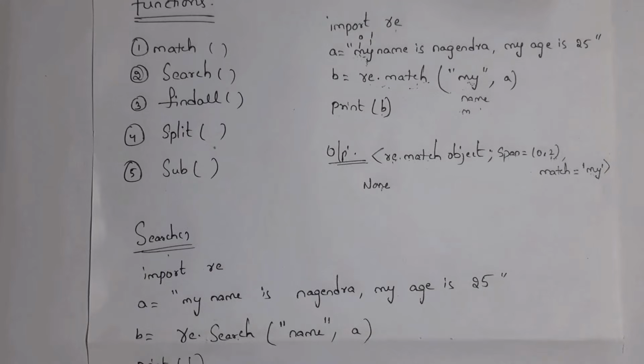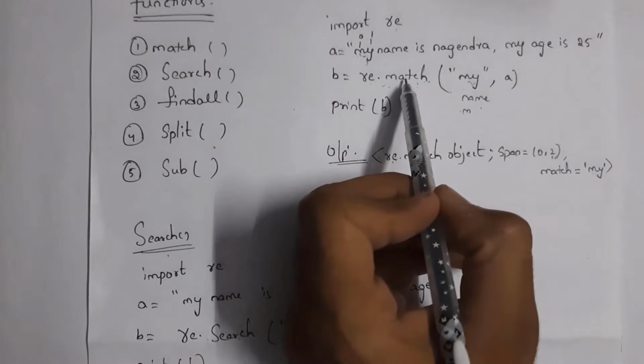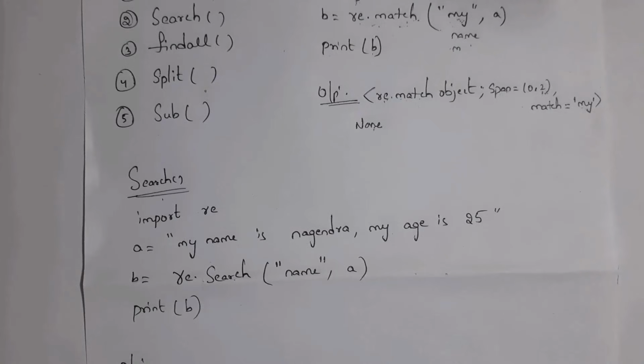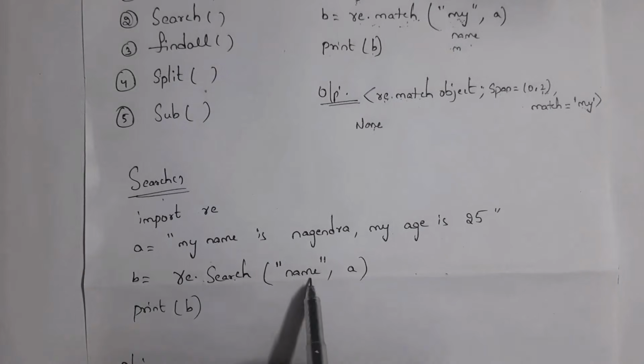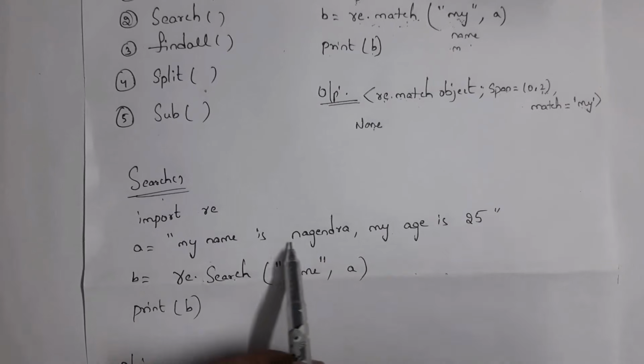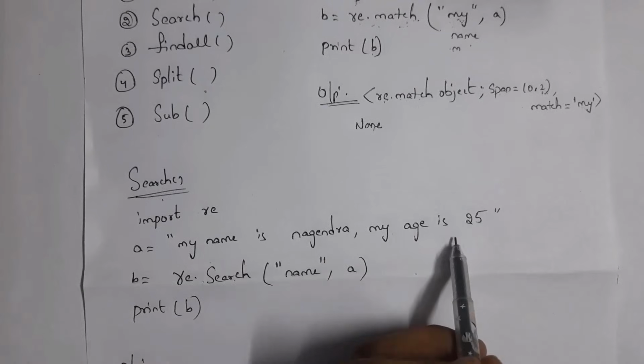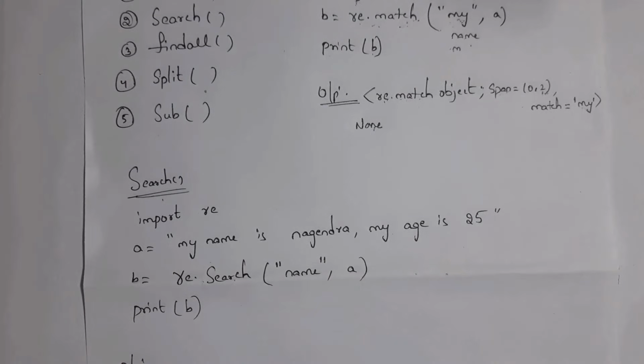This search function is the same as match function, but the only difference is that match function is used to identify whether given characters are available at first or not, whereas search function is used to identify characters that are located in any place in a given string. Not only first, if characters are available at any place, it will print those characters. This is the use of search function.